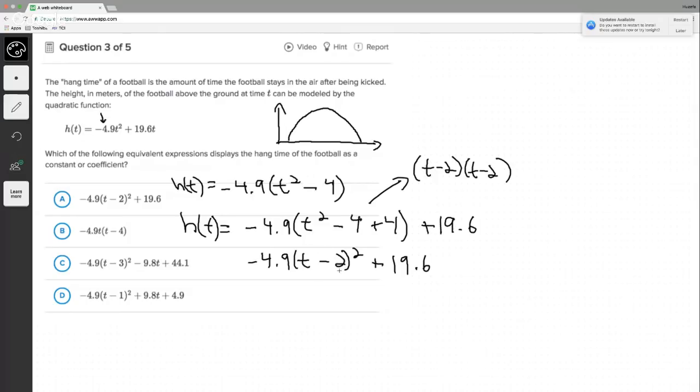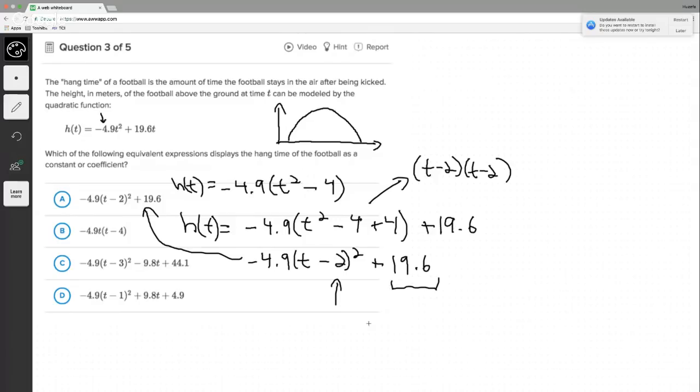And now it's in vertex form. And I think you see, this is literally what this is. So they say this little thing displays the hang time of the football as a constant or a coefficient. I mean, really, you could say that this is the vertex. This is the highest point. This is saying at 2 seconds, it's 19.6 feet high.